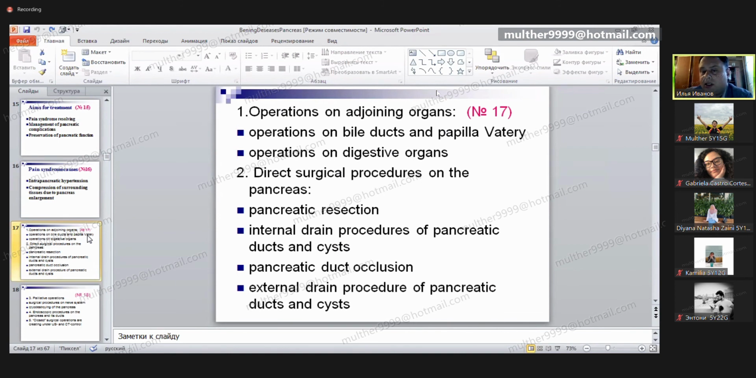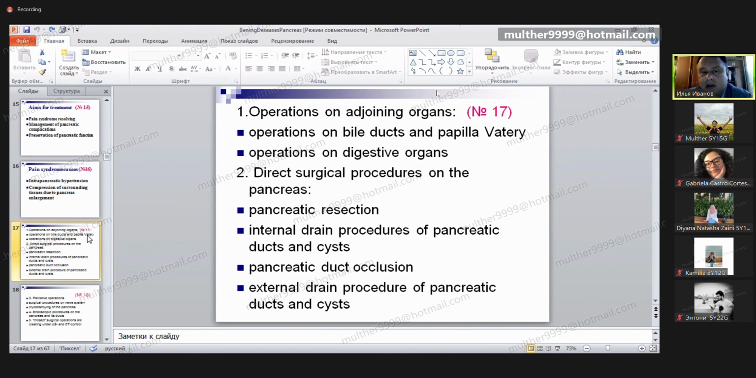Operations on the digestive organs, for example the treatment of the duodenum, the treatment of the duodenostasis, which causes abnormal evacuation of the pancreatic juice from the pancreas. It's one more reason for pancreatic reflux and development of a serious clinical picture.